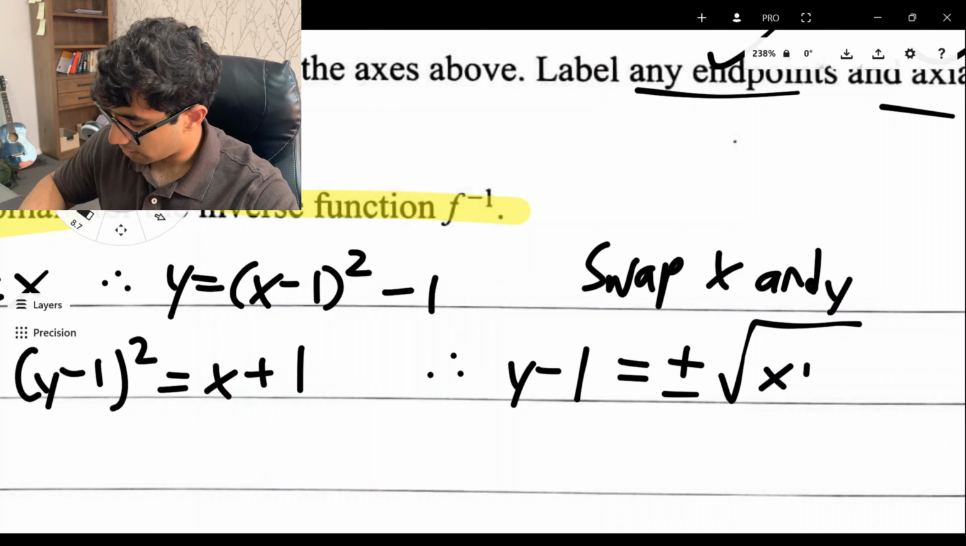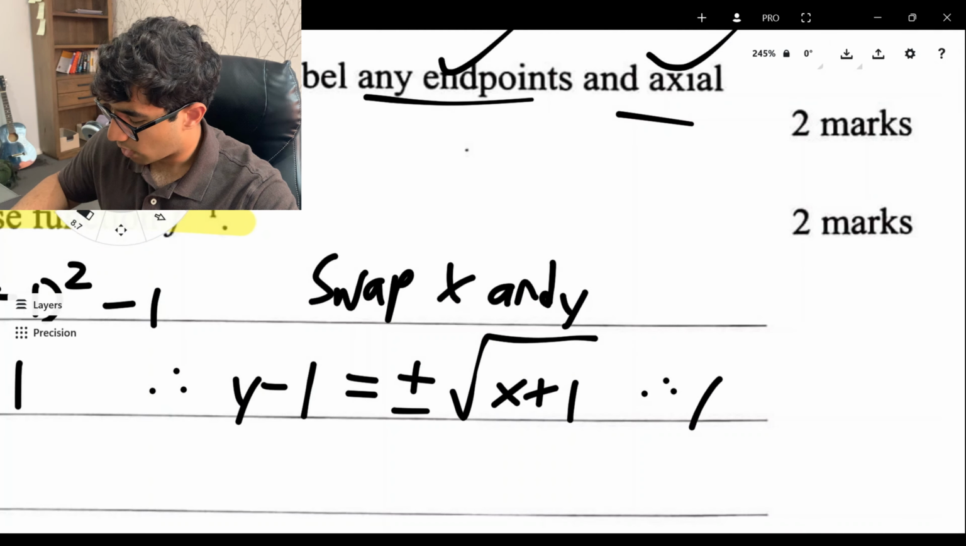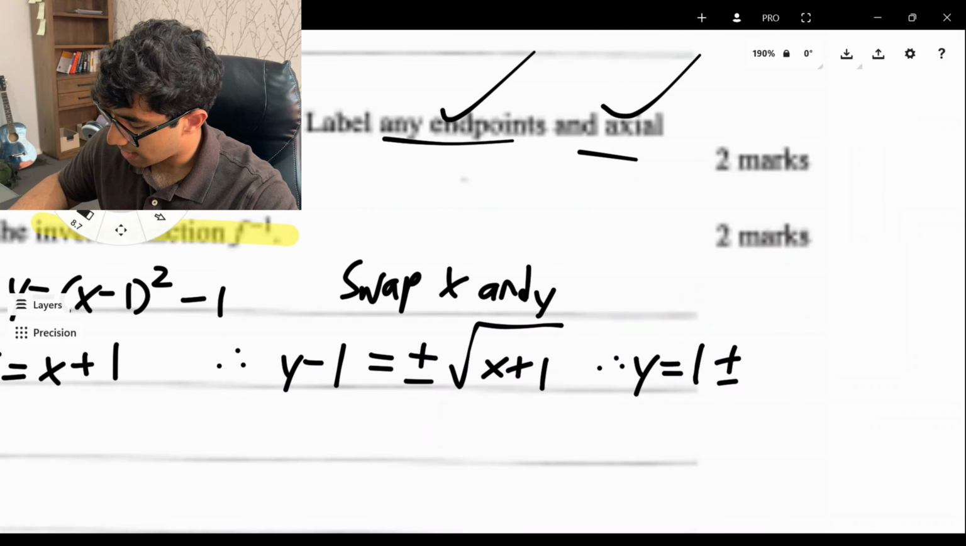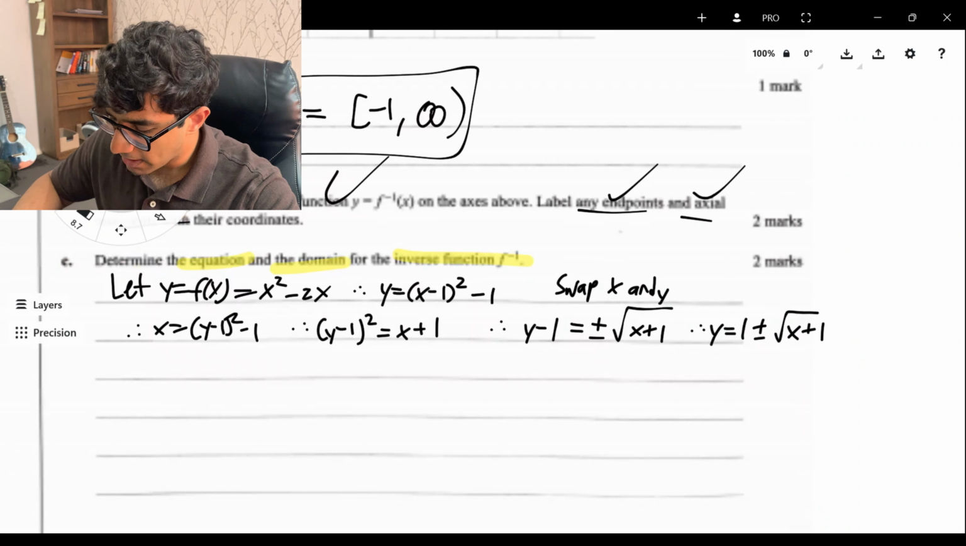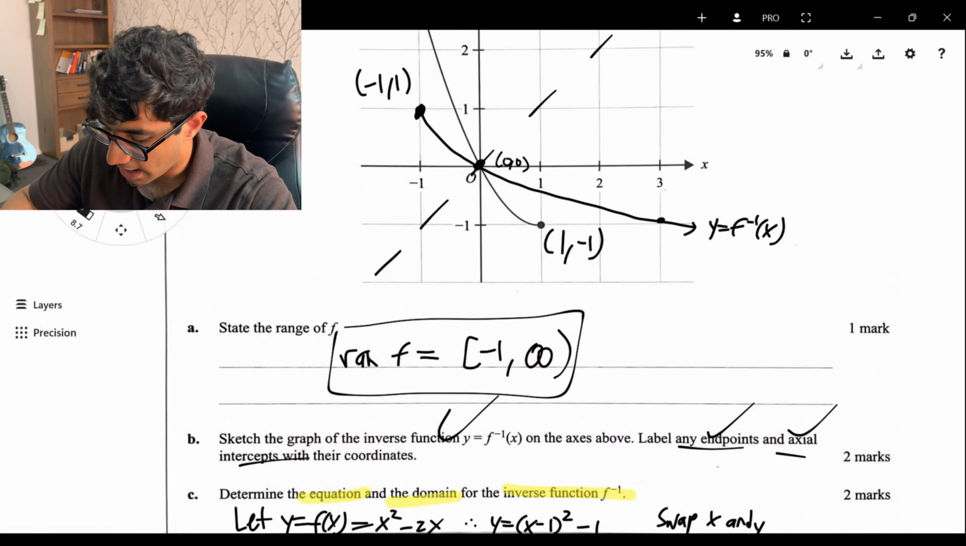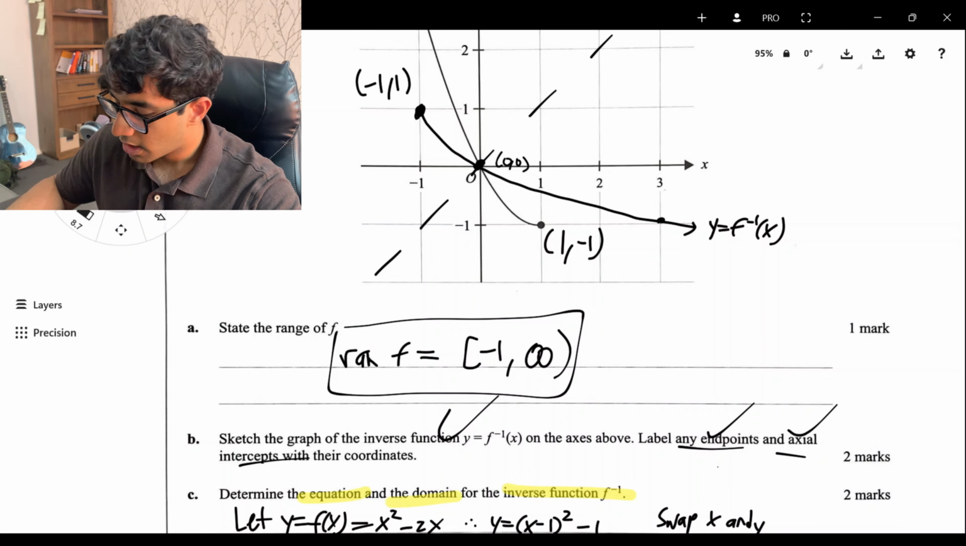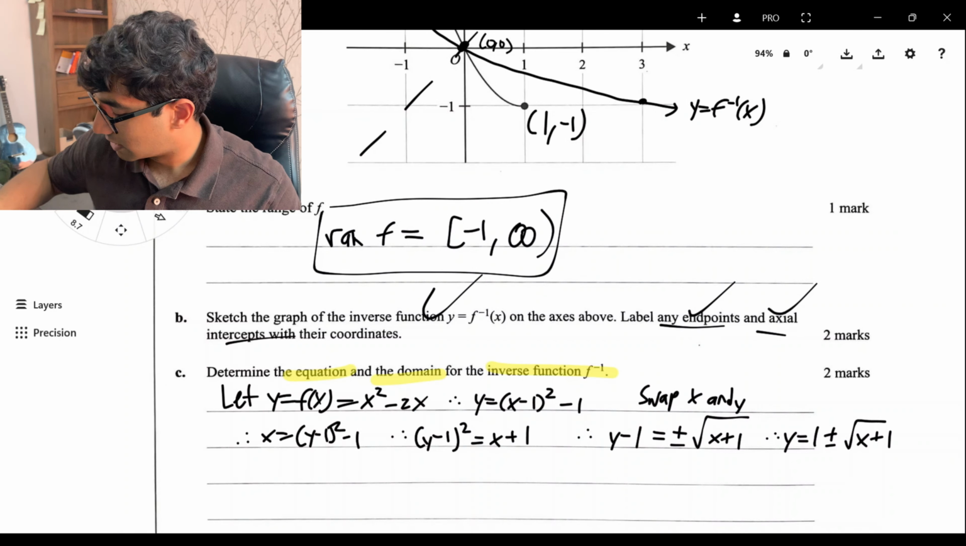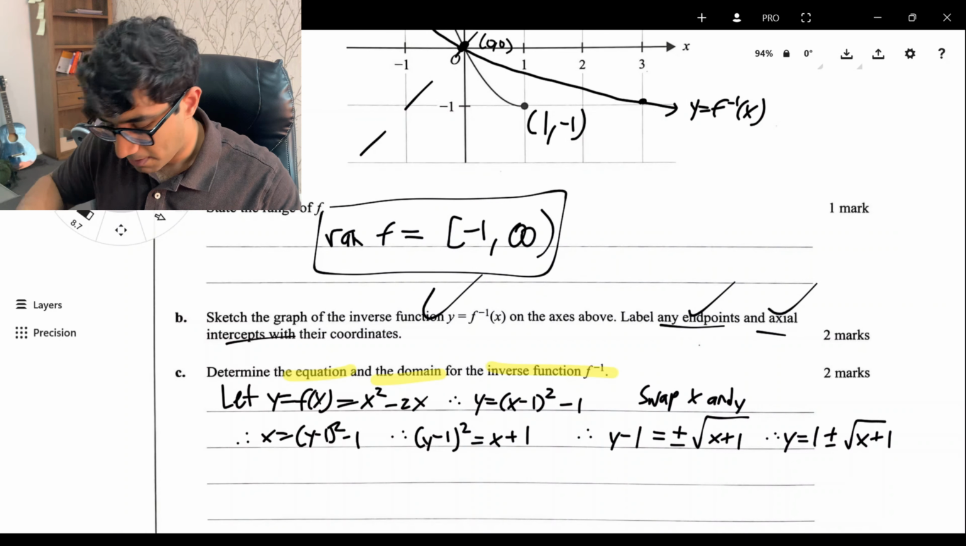Okay, and therefore, y is equal to 1 plus minus root of x plus 1. Okay, which makes sense, right? Which makes sense because we have our endpoint at (-1, 1). Okay, problem is we have two branches, right? We have this plus minus. So which branch do we pick?